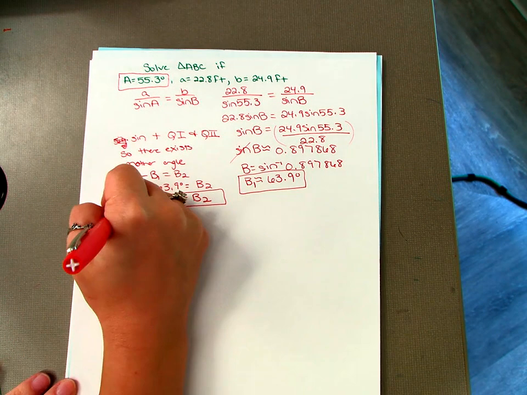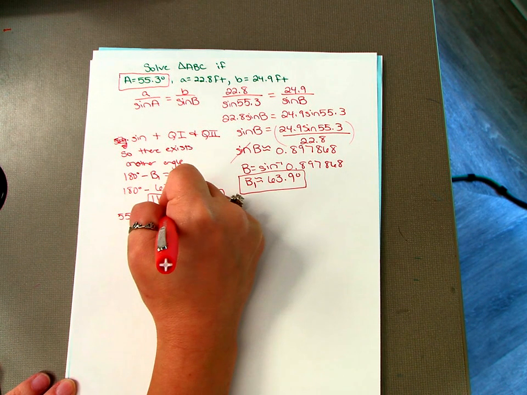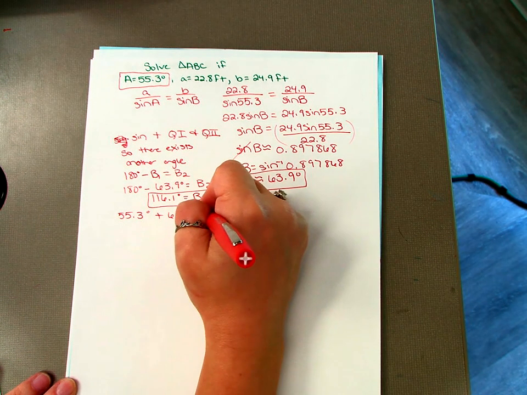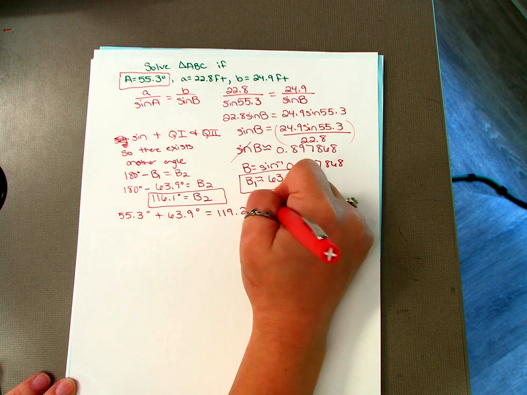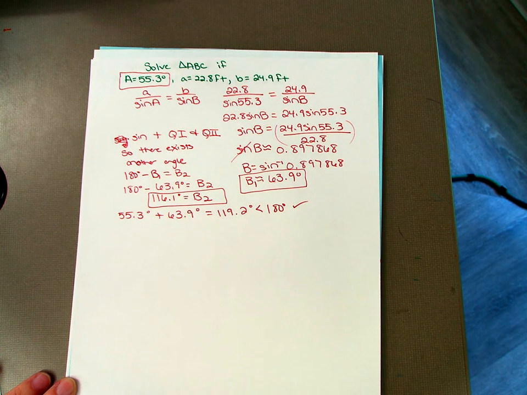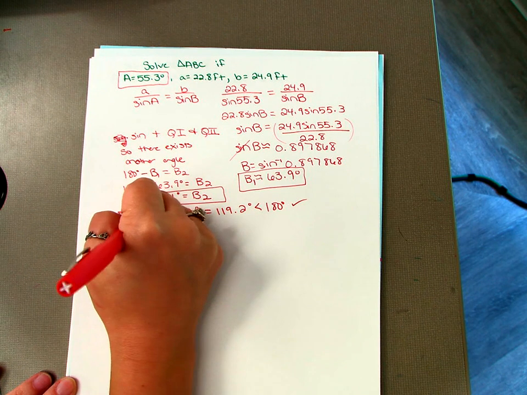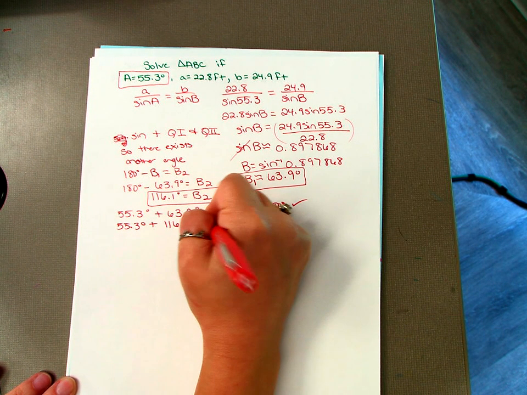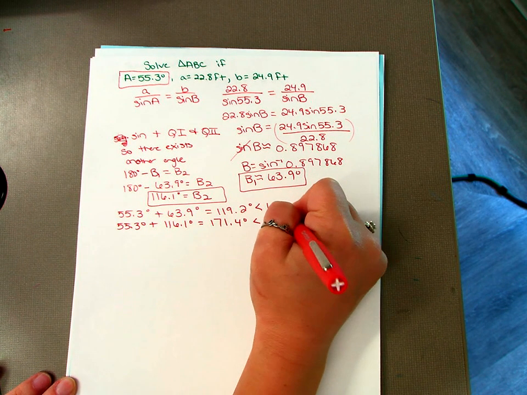So I'm going to take 55.3, which is our A, and I'm going to add to it our different B's. So there's B1. That's 119.2 degrees. That is less than 180 degrees. So that triangle is good. It's going to make. I'm going to do the same thing with our B2. And I get 171.4 degrees. That's less than 180. So it's going to make.